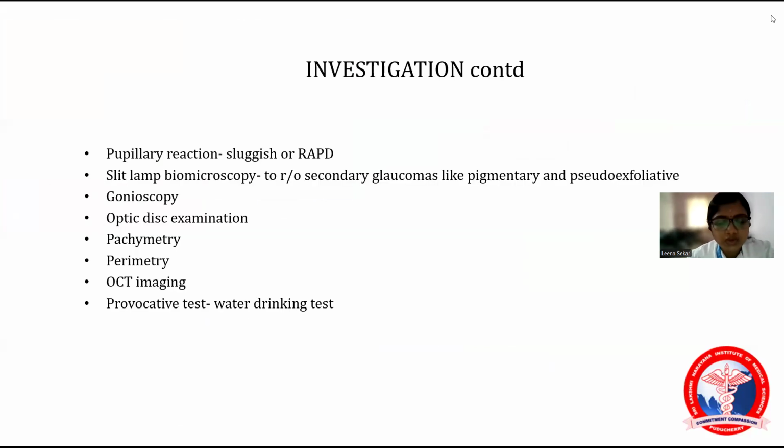What are the investigations we are going to do in POAG? First, we have to do clinical examination. Pupillary reaction will be sluggish, or RAPD will be there. In slit lamp biomicroscopy, we have to rule out other secondary glaucomas like pigmentary and pseudoexfoliative glaucomas. Then gonioscopy to look for the angles. Then optic disc examination. Then comes the pachymetry, which measures the central corneal thickness. Then comes the perimetry and OCT imaging. And for POAG, we have a provocative test, which is water drinking test.